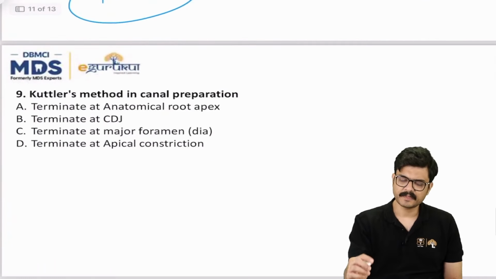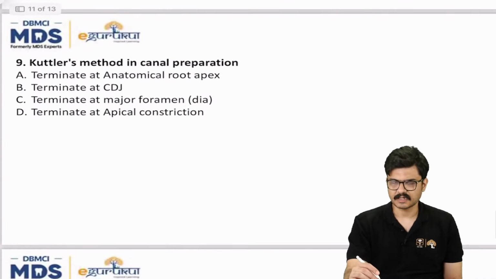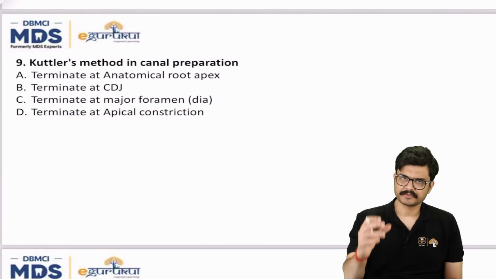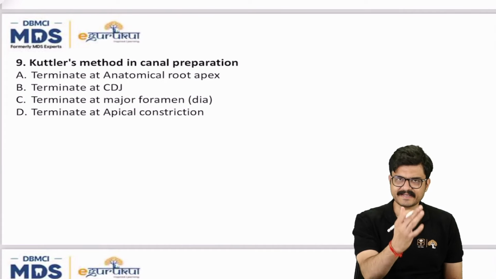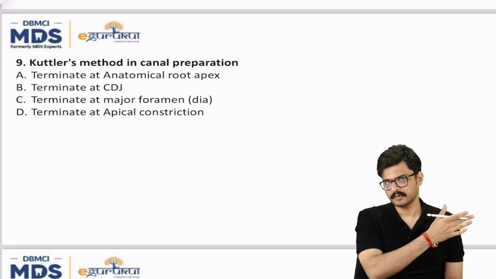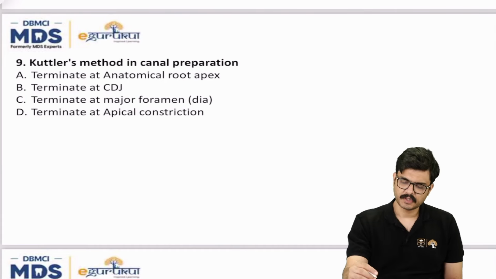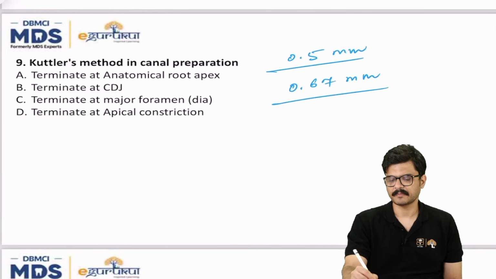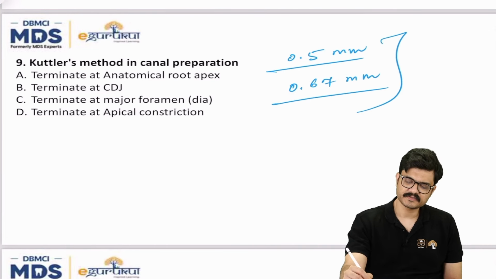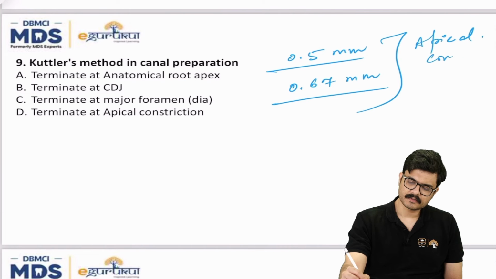right? Cutler's method in canal preparation. So basically, Dr. Cutler said that you can have a good idea of the apical foramen from where the file is finally exiting the apex, right? And then you reduce, in young patients, by 0.5 mm. And in older patients, you reduce by around 0.66 to 0.67 mm to reach what? To basically reach the apical constriction or the minor diameter.